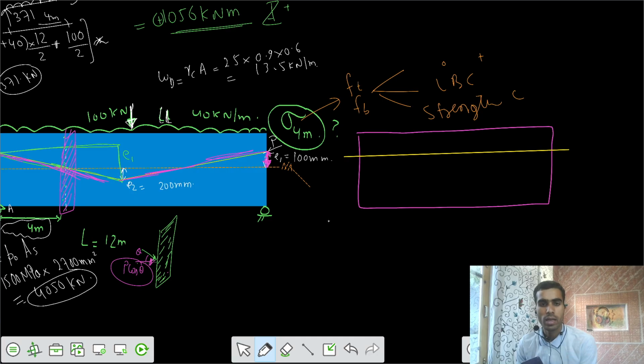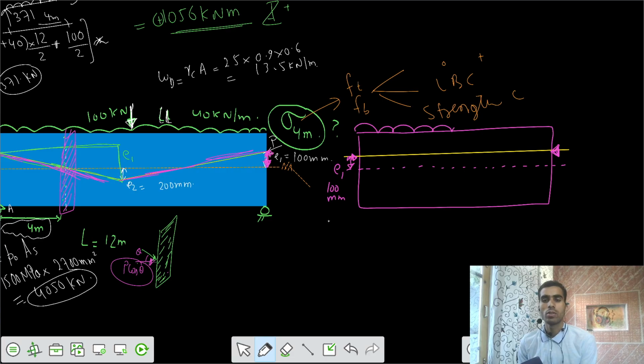So it's having an eccentricity of E1 at the end. So I have to keep that eccentricity throughout the entire length of the beam. I would say this eccentricity of the cable is E1, 100 millimeters. So that's how we modify the loading as per the load balancing concept.